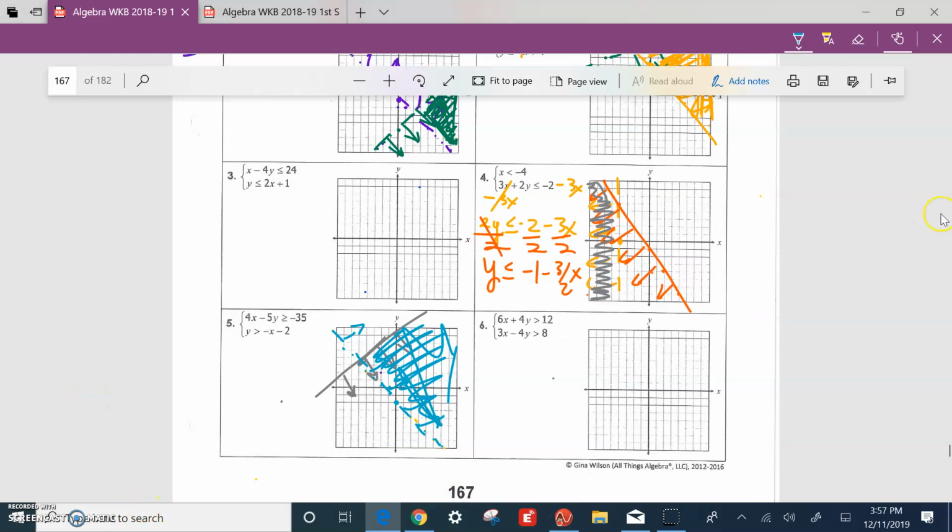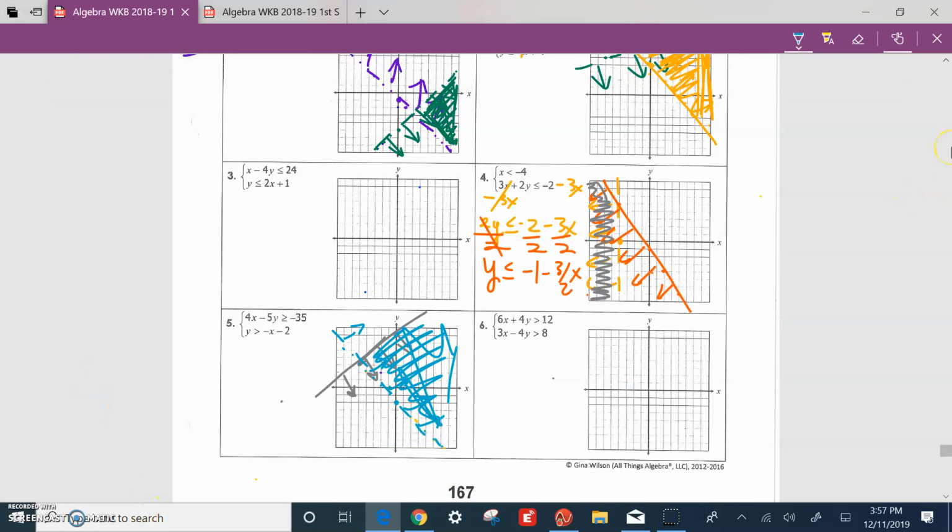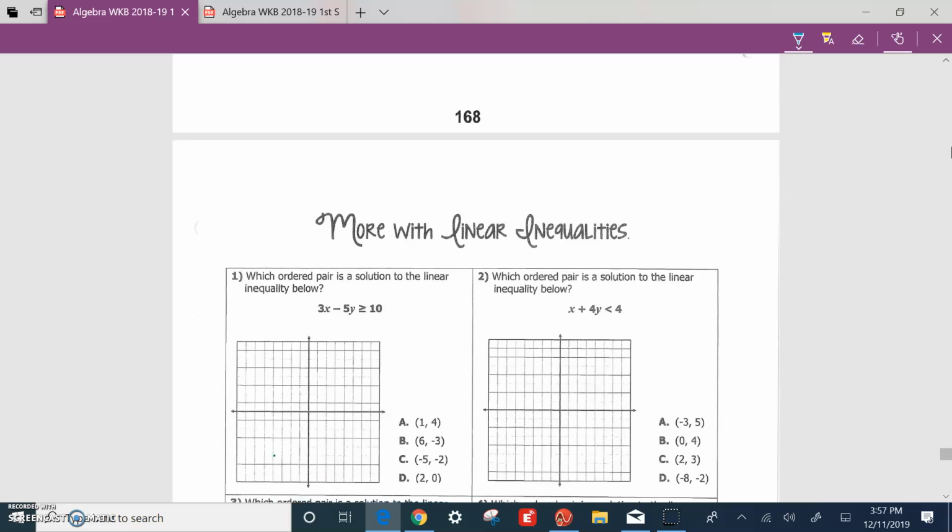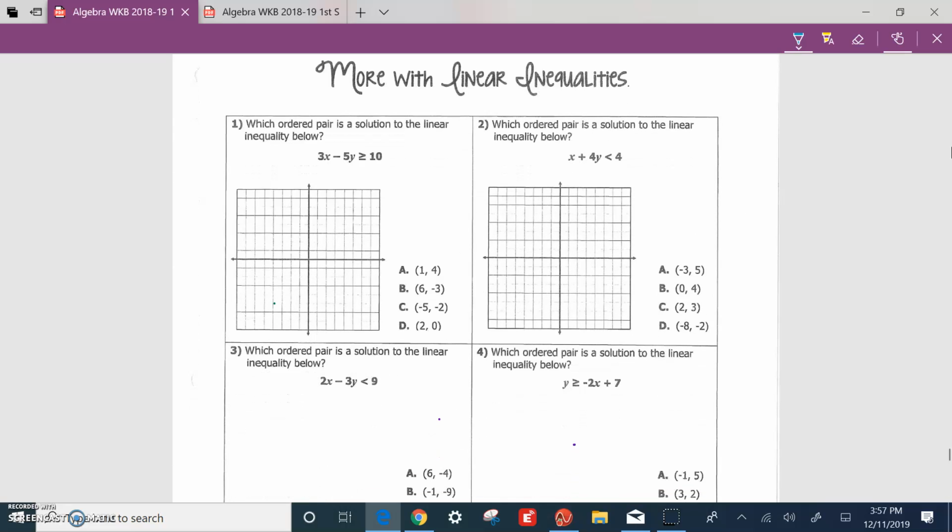Okay, on your homework was page 169 and 170. The first part is just review of inequalities. So you can either do it by hand or if you're in class, I allowed you to do it in the calculator. So on number 1, you would have to solve for y, subtract the 3x, subtract the 3x. Then you would have negative 5y is greater than or equal to 10 minus 3x. We would then have to divide by a negative 5, which flips my inequality.